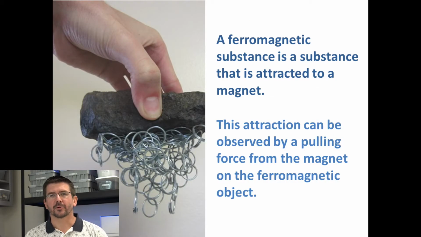As we go through this lesson in this unit, we'll be doing some activities and some testing to learn more about ferromagnetic materials. But it is just important to understand that when we talk about a ferromagnetic material, what we really mean is just any substance or any material that's attracted to a magnet. We can tell if a substance is attracted to a magnet by that pulling force that we can feel between the magnet and the ferromagnetic material or the ferromagnetic object.